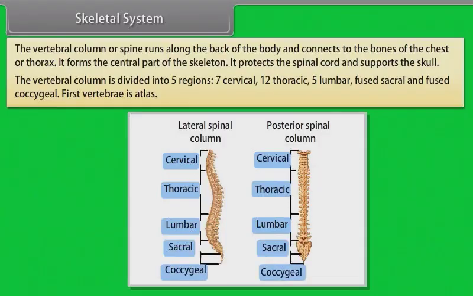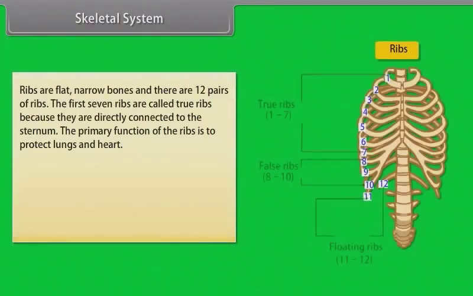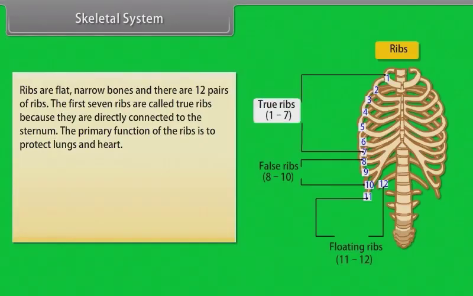First vertebra is atlas. Ribs are flat, narrow bones, and there are 12 pairs of ribs. The first 7 ribs are called true ribs because they are directly connected to the sternum. The primary function of the ribs is to protect lungs and heart.